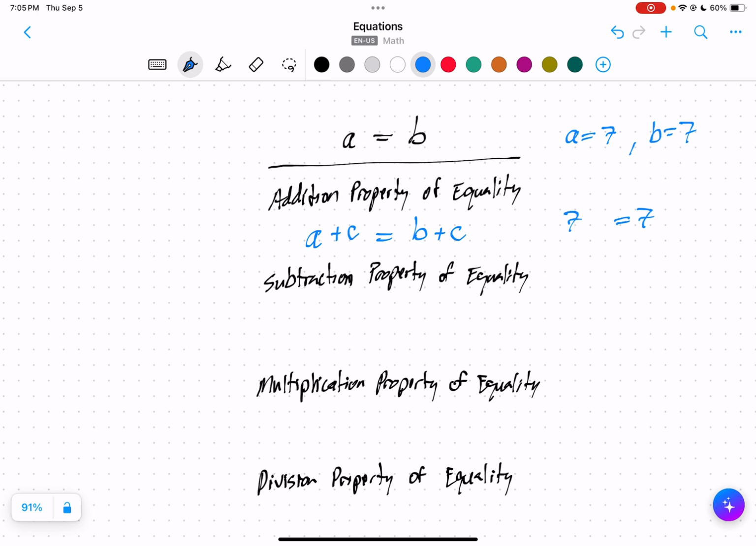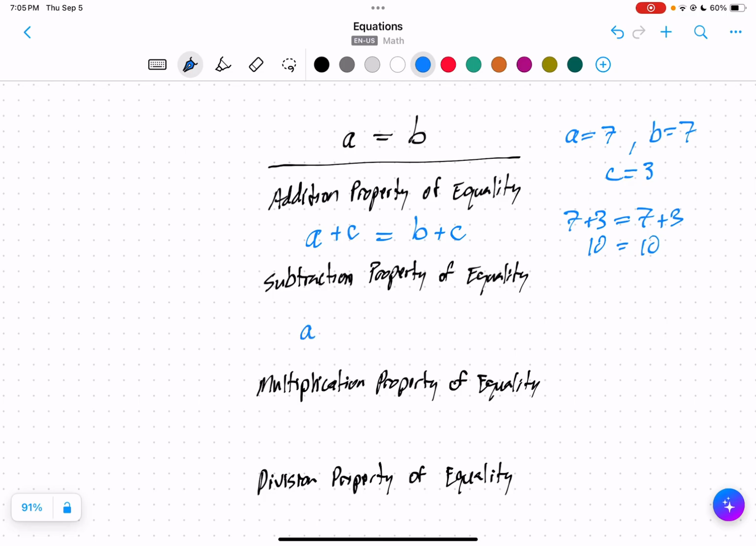Now, if we add an additional value, we call this C. Let's give C a value. We can say C is equal to 3. Then if I add 3 to one side and I add 3 to the other, sure enough, 10 is equal to 10. The property of subtraction states the same idea.